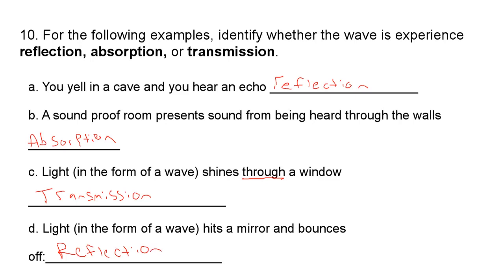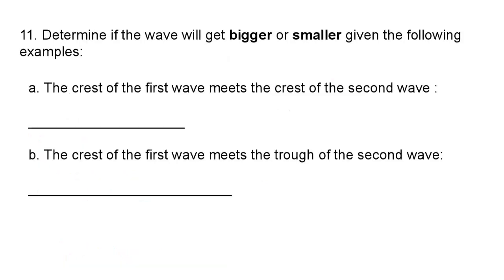Okay, only a couple more problems here to go. So determine if the wave gets bigger or smaller given the following examples. So the crest of the first wave meets the crest of the second wave. When a crest meets a crest, we know that is constructive, so it has to get bigger. The crest of the first wave meets the trough of the second wave. Well, when a crest meets a trough, we know that's going to be smaller because that's destructive interference.